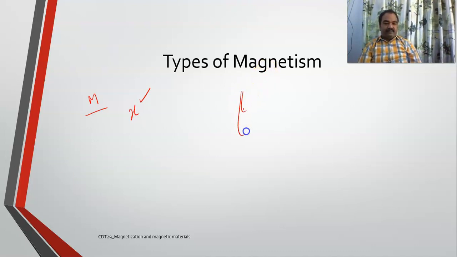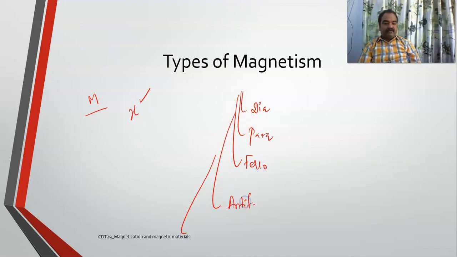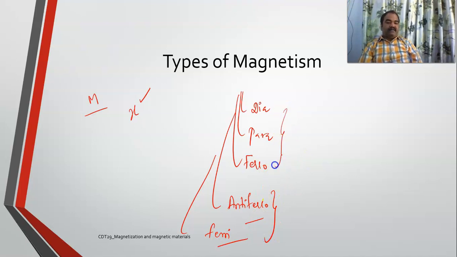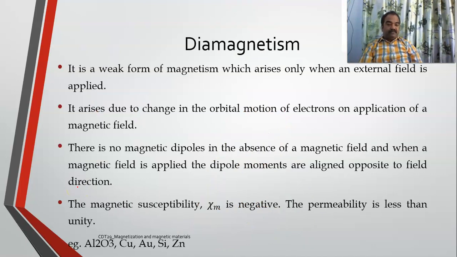There are three types normally considered: dia, para and ferro. In the recent past there are additional ones also, what we call antiferro and ferrimagnetism. Primarily we will discuss these three, and next, if we have time, we will discuss these two also. The first one, diamagnetism. It is a very weak form of magnetism which arises only when an external field is applied.